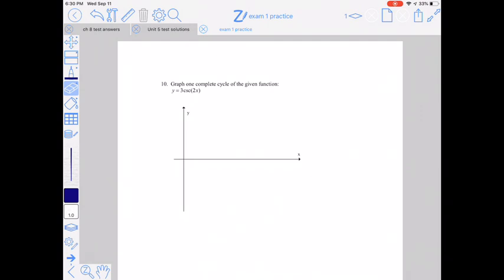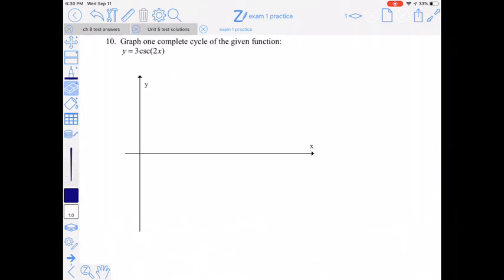Okay, we have 15 minutes. Let's do this. Cosecant 2x. Y equals 3 cosecant of 2x. Should we jump to the first problem? First graph is if it's sine, right? This would be a good one to cover, though.